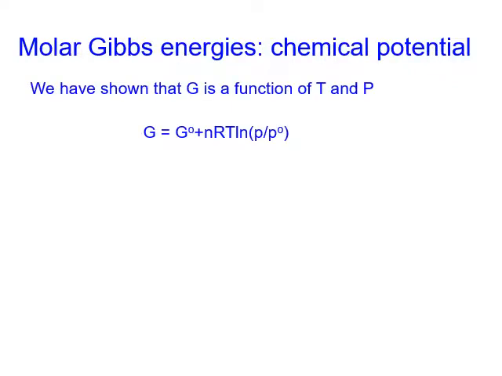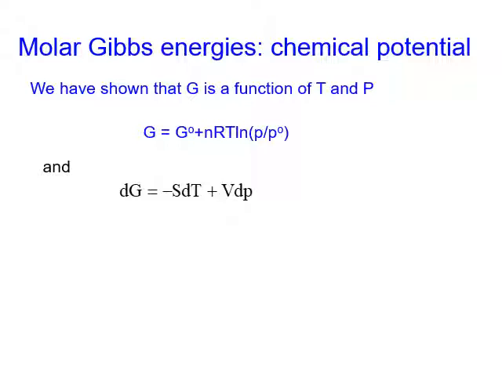Gibbs energy is the standard state Gibbs energy plus nRT ln P over P naught. P naught is the standard state pressure, which is 1 bar. This equation comes from the fundamental equation dG equals negative SdT plus VdP.